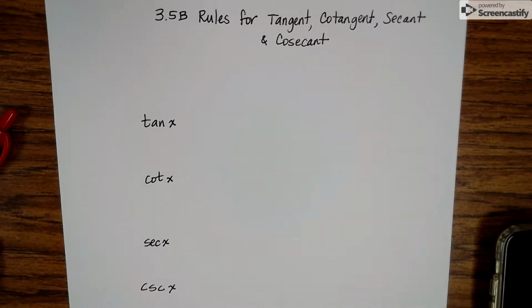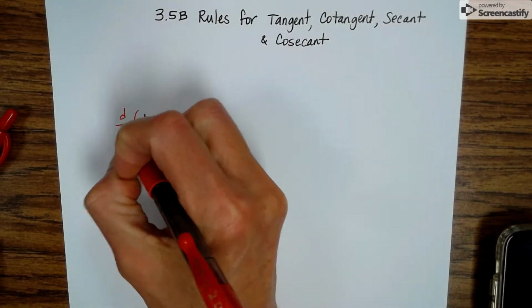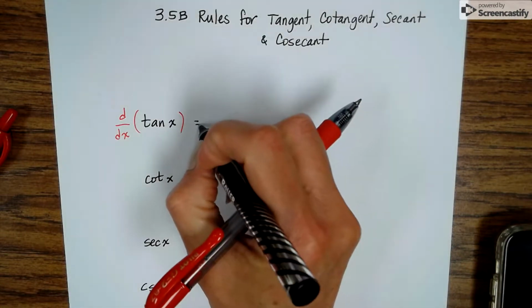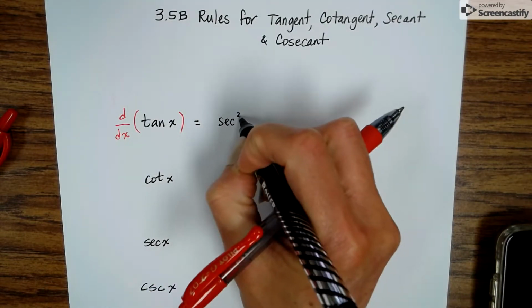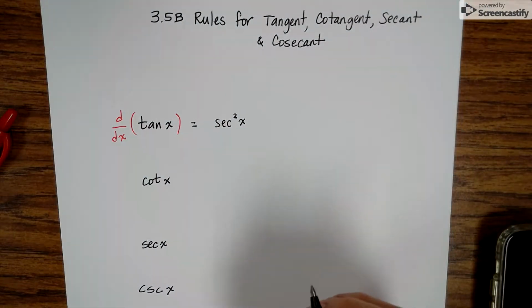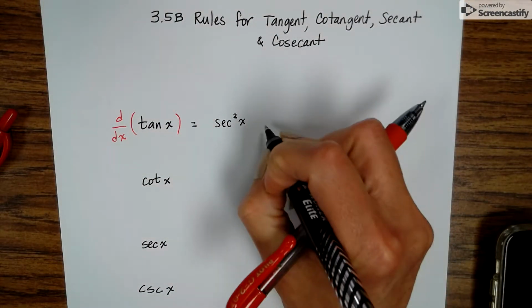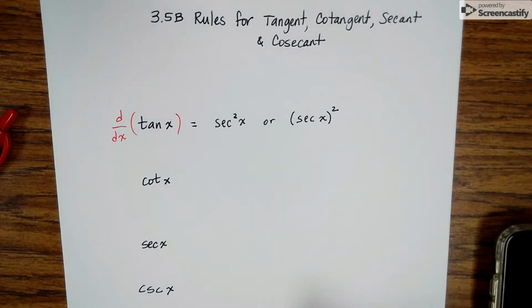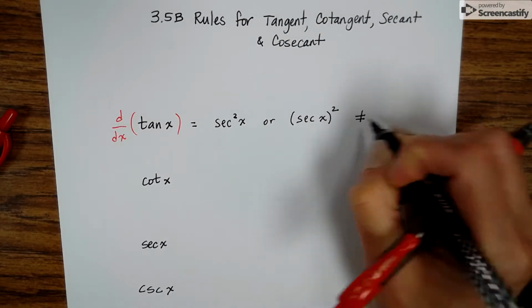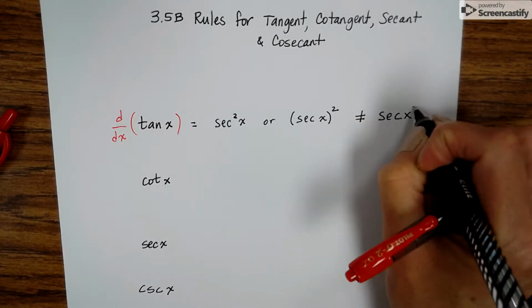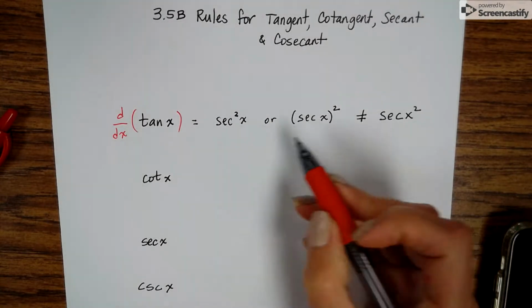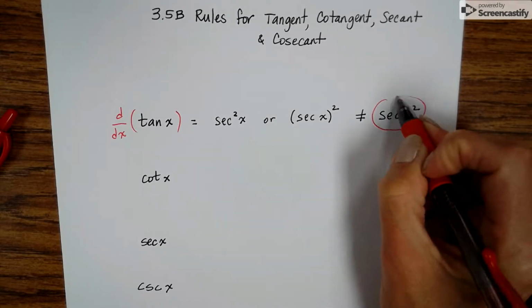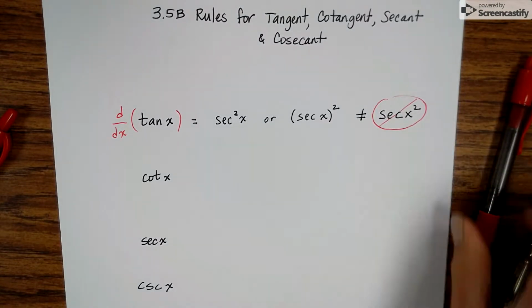So the derivative of the tangent, so if I'm going to take the derivative with respect to x, then the derivative is secant squared x. Another way that you can write secant squared x is by squaring the entire trig function. What you cannot do is write it this way. So we do not want to write secant squared x or quantity secant x squared this way. So we don't want to do that. Nope. Okay, so just to keep that clear.